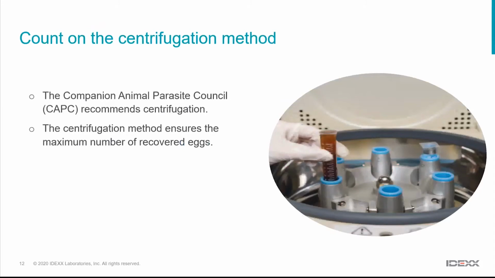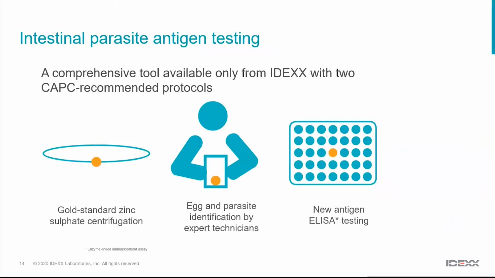So, in conclusion, based on the Companion Animal Parasite Council recommendations and these studies, we can show that the centrifugation method really maximizes the number of eggs that we can recover with fecal parasitology. But now we've got ways that we can try and give you more information with that.